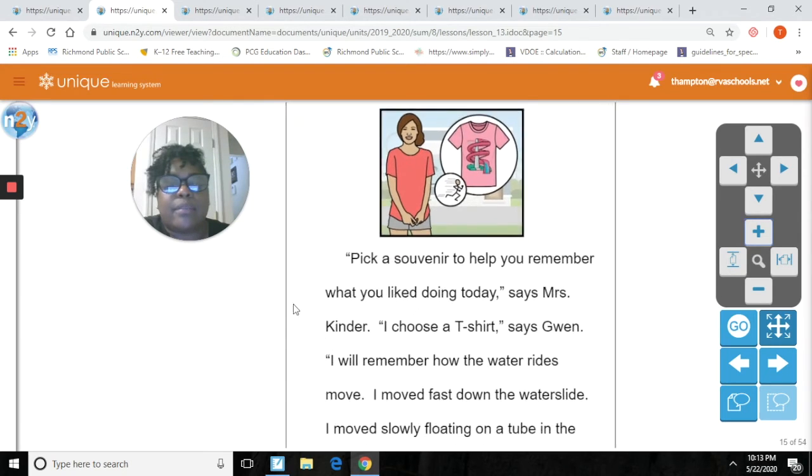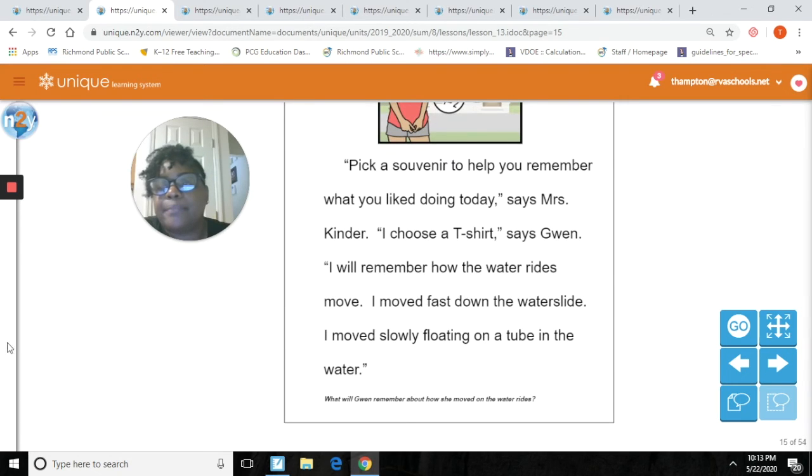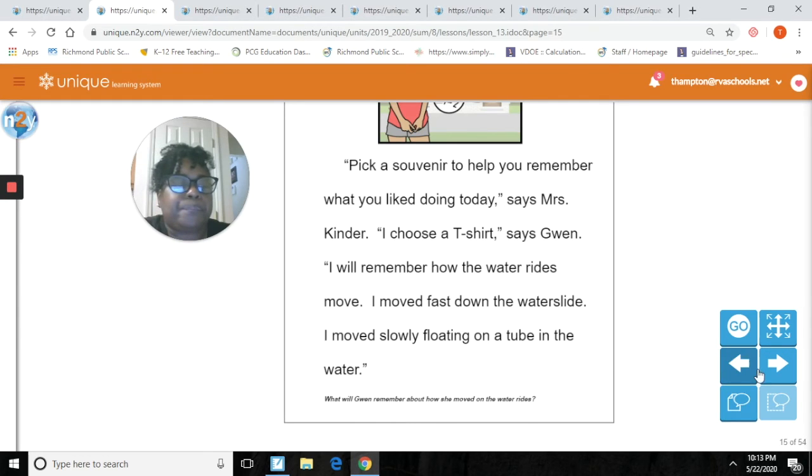so let's make it a little bit bigger. And it says here, what will Gwen remember about how she moved on the water rides? What will she remember? What did she say? Here's the section that talks about the water rides. And she says, I moved fast down the water slide. I moved slowly floating on a tube in the water. Okay? If you said that, you were correct.